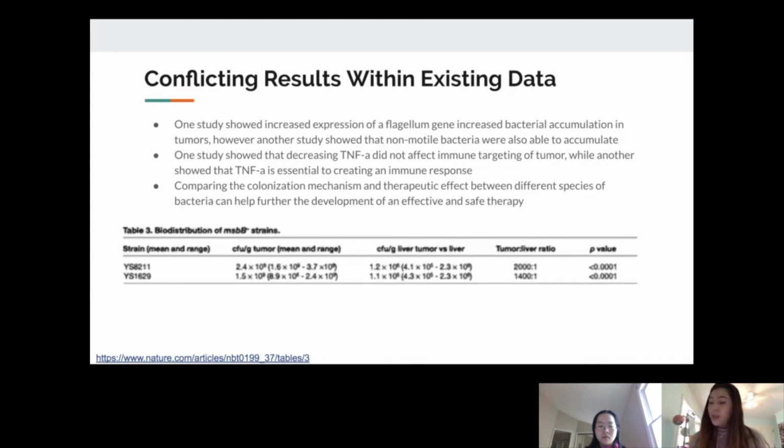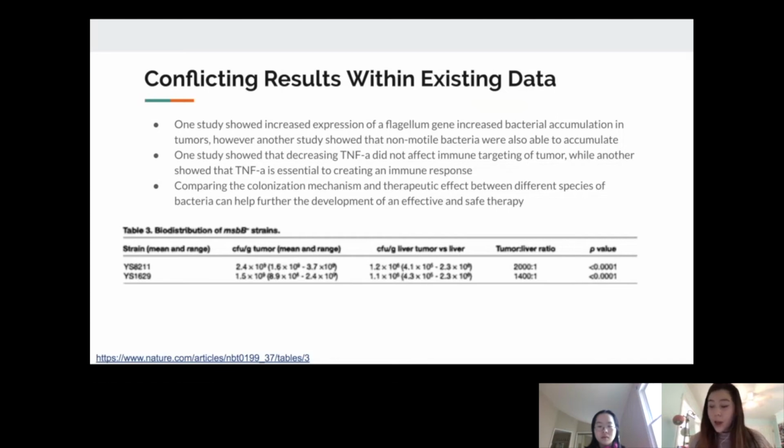Some studies were able to show that overexpression of a flagellum regulator called FLHDC was able to improve bacterial accumulation, while other studies showed that non-motile bacteria were also able to localize within tumors. Obviously, this presents a challenge, and because these studies came up with different results that conflict with each other, this identifies a place where we might need to pursue more research in order to come up with a definitive answer on the role of motility.